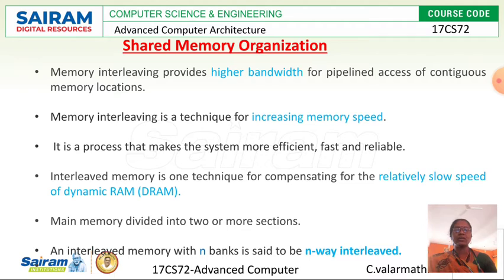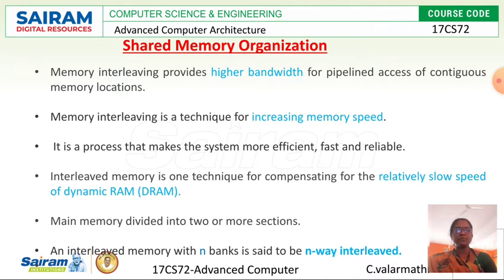It is one of the important technologies in memory concepts, and it provides higher bandwidth and also higher memory speed. The speed of memory is higher in memory interleaving. Interleaved memory is one of the techniques which compensates for the relatively slower speed of dynamic RAMs. So it is one of the compensation techniques to increase the speed of memory. This is called memory interleaving.